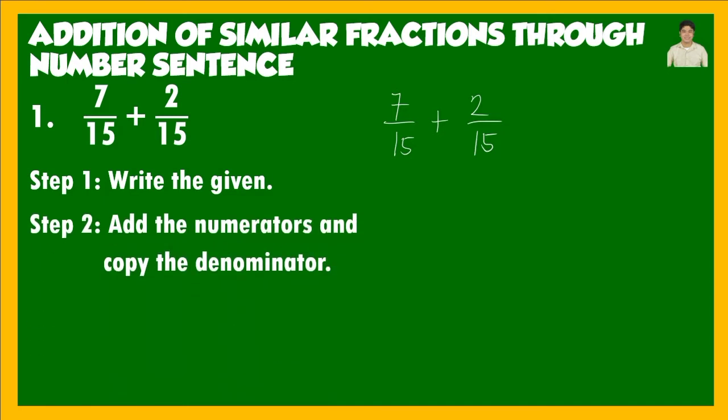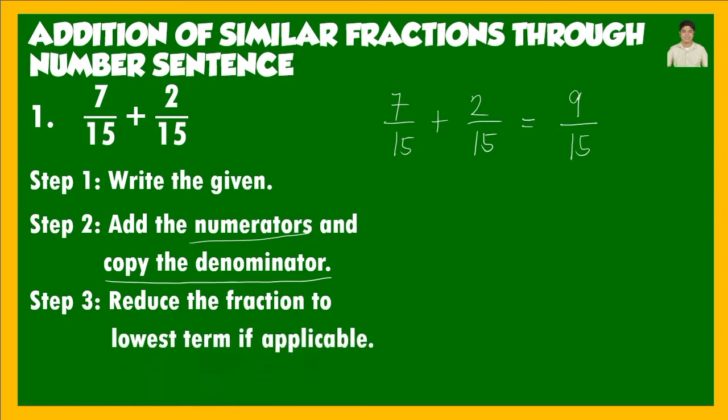Next, add the numerators and copy the denominator. So, i-add lang po natin yung numerators. Yun pong 7 and 2. So, 7 plus 2 will have 9 over 15 kasi we have to copy the denominator. Next, reduce the fraction to lowest term if possible. So, ito yung sagot natin, 9 over 15. So, rewrite lang natin dito, 9 over 15.